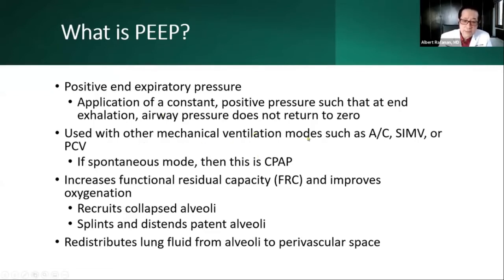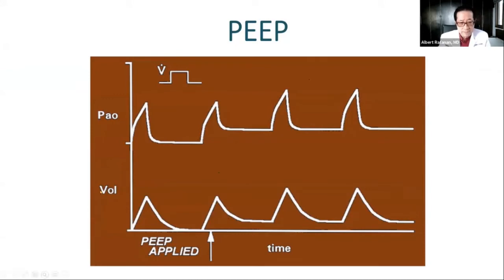It is used with other mechanical ventilator modes, so you can combine that with AC, SIMV, or PCV. If you use that with spontaneous mode, we usually call it CPAP. The advantage of this is it increases the functional residual capacity and improves oxygenation. It recruits collapsed alveoli, it splints and distends the patent alveoli. So as we say, when you take a deep breath and when you exhale, you put PEEP, it doesn't collapse all the air out. It is also useful in patients with congestive heart failure because it redistributes lung fluid from alveoli to perivascular space. So this is an example of PEEP.